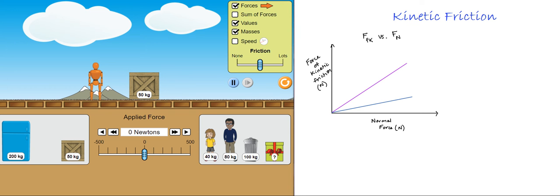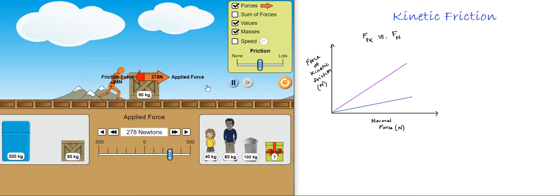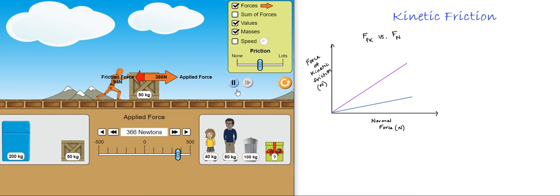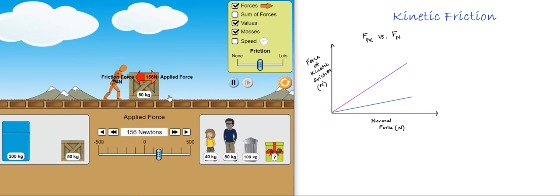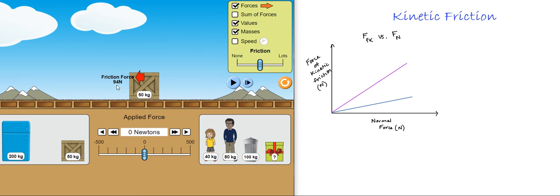So I've already sketched the two different scenarios on here, but let's just take a look at how the data was collected. So I get this little motion man here and I push, and I see that we're looking at kinetic friction. No matter how much harder he pushes once it starts to move, the kinetic frictional force is constant. It's not changing. It stayed at 94 newtons.